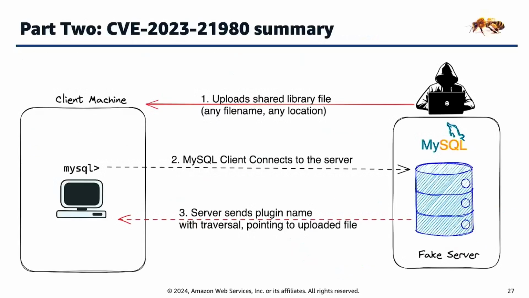So again, how does it work? First of all, the bad actor will need to upload a shared library file. It can be any location, any file name. And then when the MySQL client connects to the server, the server will push the plugin name, and then the client will load that.